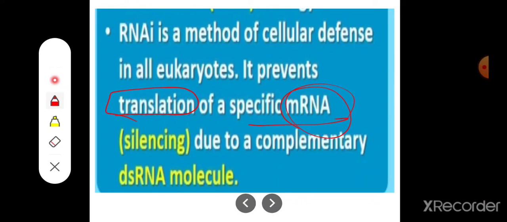And how is it made silent? It is due to the complementary double-stranded RNA molecule. Here it is not double-stranded, only one strand helps, but they commonly give it as double-stranded RNA molecule. Clear? So what are these double-stranded RNA molecules? It is a sense RNA or antisense RNA. Either one of these binds with the mRNA and will not allow the parasite to survive inside the host cell. Clear, children?